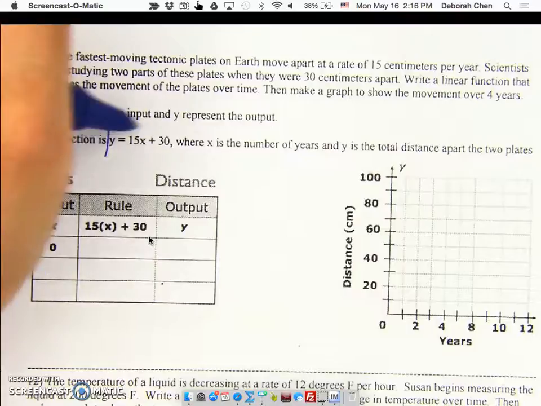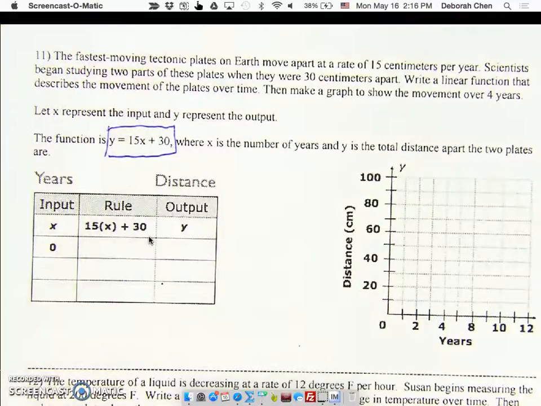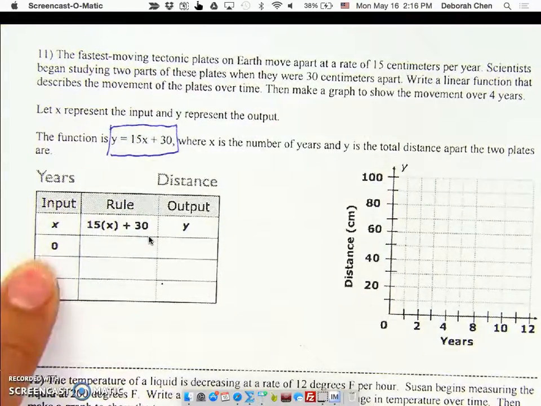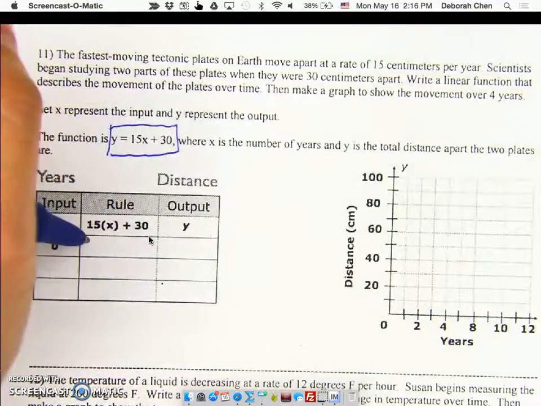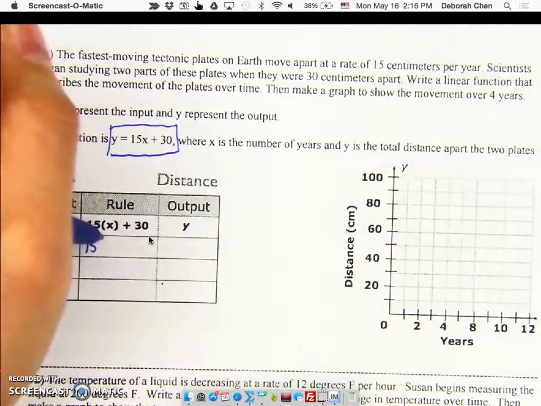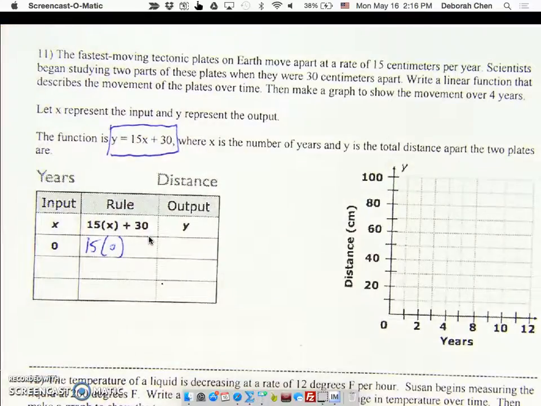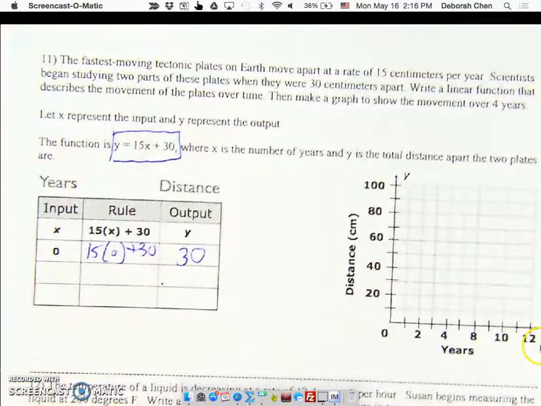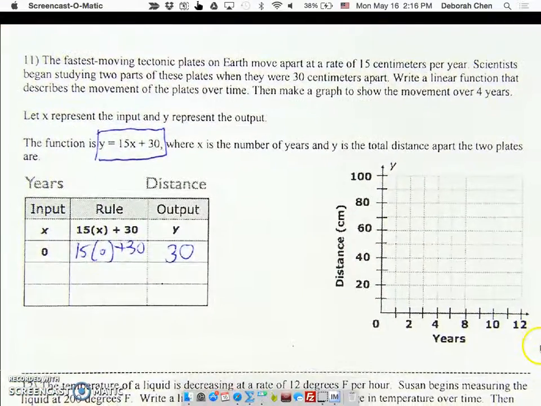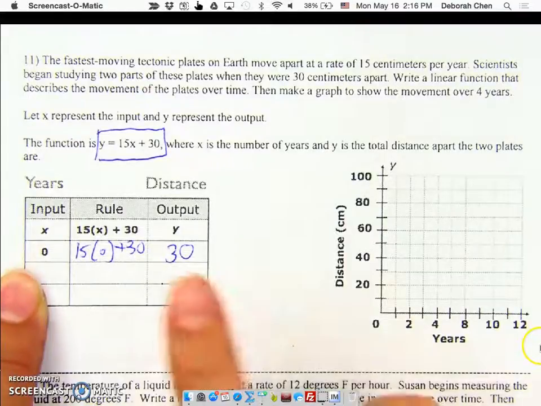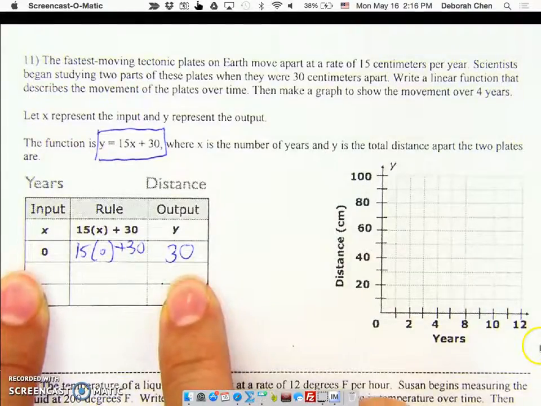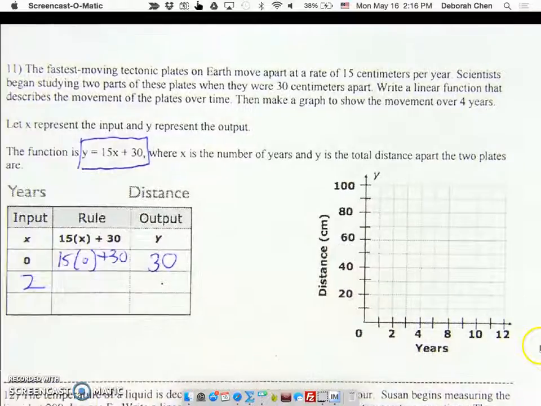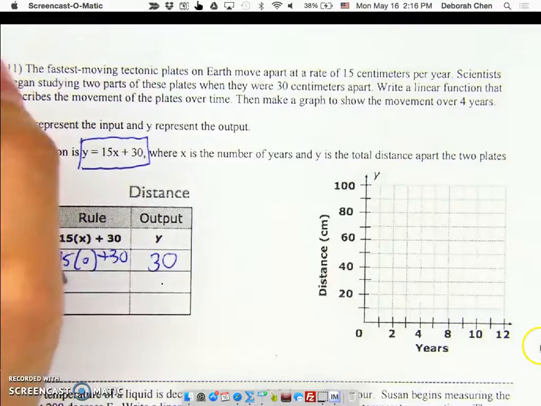And if we plugged in 0 years, it should be at 30. But let's make sure and actually do this work. 15 times 0 plus 30, what would that be? 30, right. Which makes sense because the story says that. The scientists began studying at year 0, they started now, and it's at 30 right now. Makes sense. Let's see what it is 2 years later. 15 times 2 plus 30, 60. So after 2 years, it would be a 60.